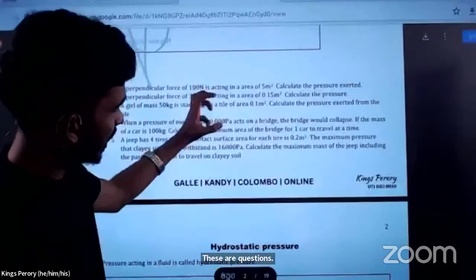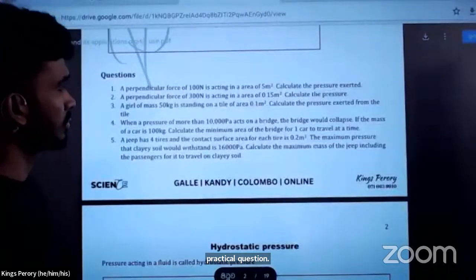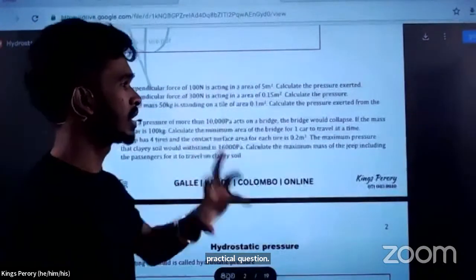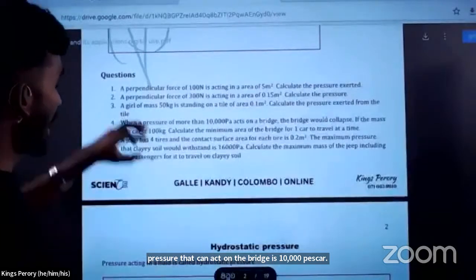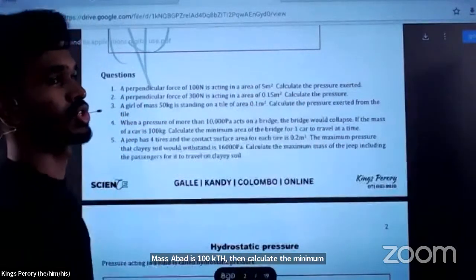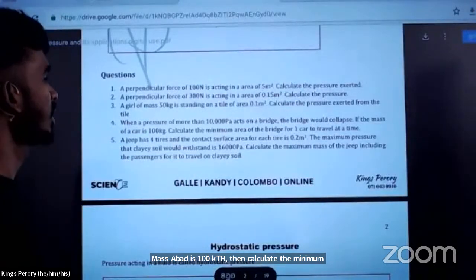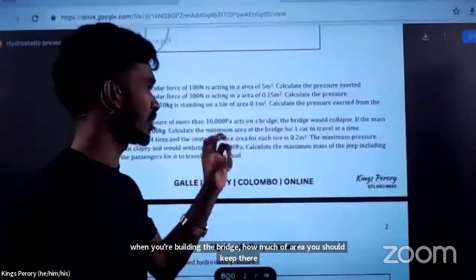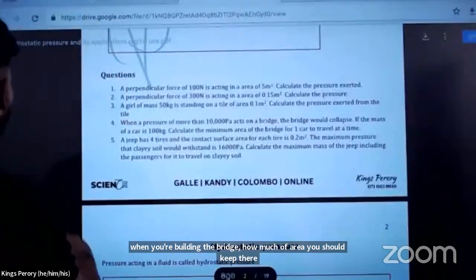The maximum pressure that can act on the bridge is 10,000 Pascal. More than that means the bridge will collapse. The mass of a car is 100 kg. Then calculate the minimum area when you are building the bridge. How much area should you keep there? Calculate the minimum area of the bridge for one car to travel at a time.